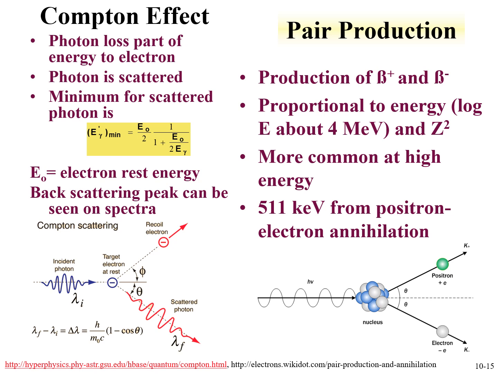There are two other effects. One is the Compton effect, as opposed to the photoelectric effect. In the Compton effect, the photon just loses part of its energy to an electron. The photon is scattered. And there's an equation that describes the minimum scattered photon energy, shown here. It's equal to 1 divided by 1 plus twice the photon energy over E naught, where E naught is the electron rest energy.